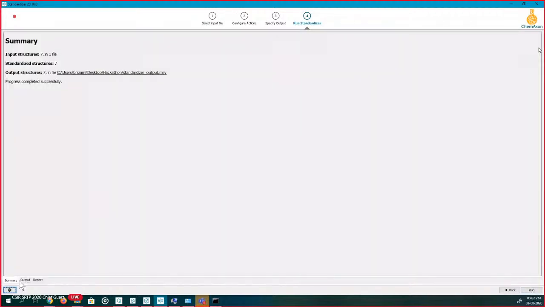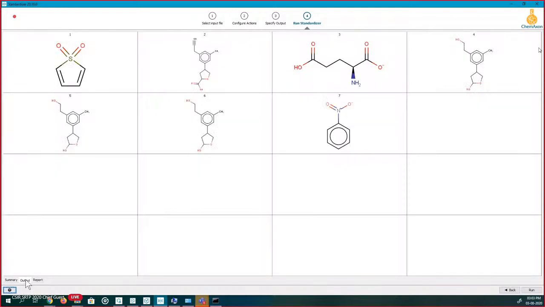So once the command is run, you will see these three different tabs here. This is the summary of the previous command you ran. This is the output structure. So you see all those examples which I showed you from the command line. I have basically put them in a file and just used it as input to this standardizer GUI tool.